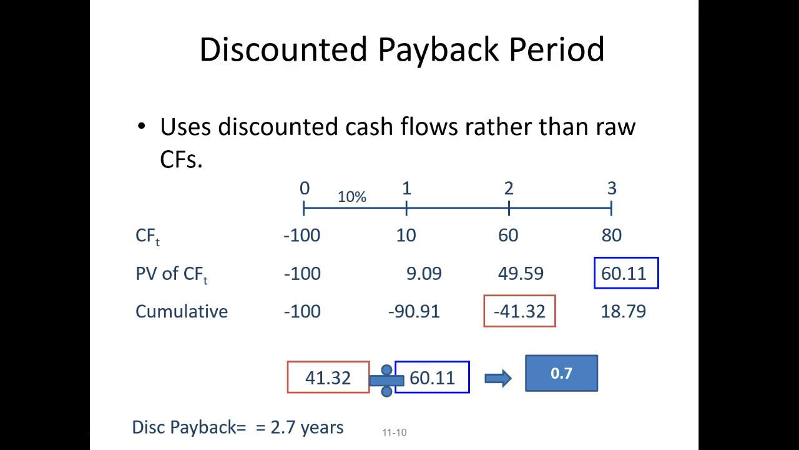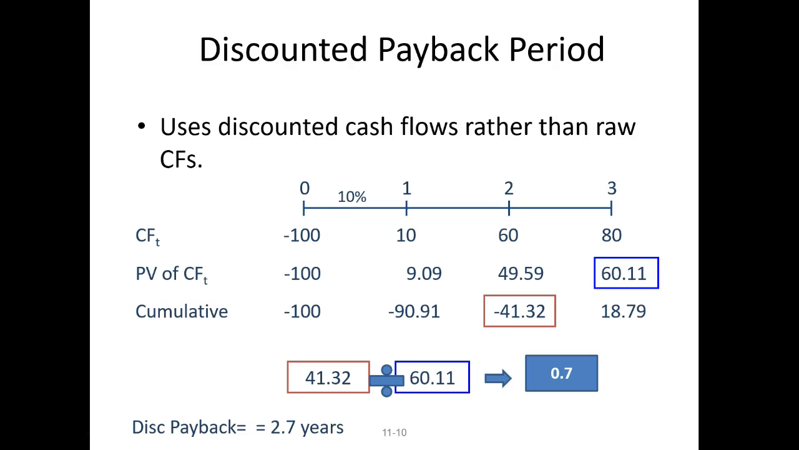So for example, year 1, the cash flow was 10. We would divide that by 1 plus r. In this case, we're using a 10% discount rate. So it would be 1 plus 0.1 raised to 1, and that will give us 9.09. Second year, 60 divided by 1 plus 0.1 raised to 2, we get 49.59, and third year would be 60.11.